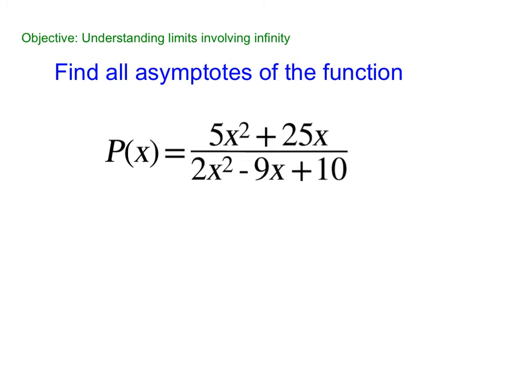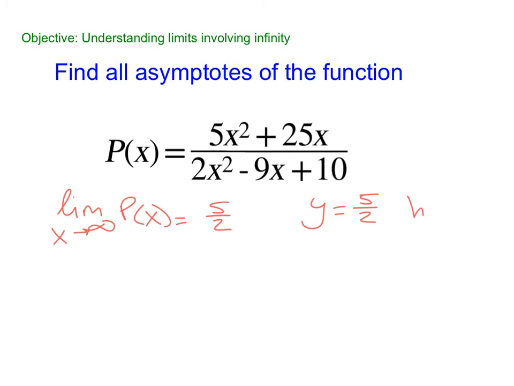All right, pause the video and do this one on your own. Similar idea. The limit as x approaches infinity of p of x is 5/2. So that means y equals 5/2 is my horizontal asymptote. To find my vertical, I need to know where the denominator is 0. So let's factor that. 2x, x, let's see, 2 and 5, so it's 2, 5.